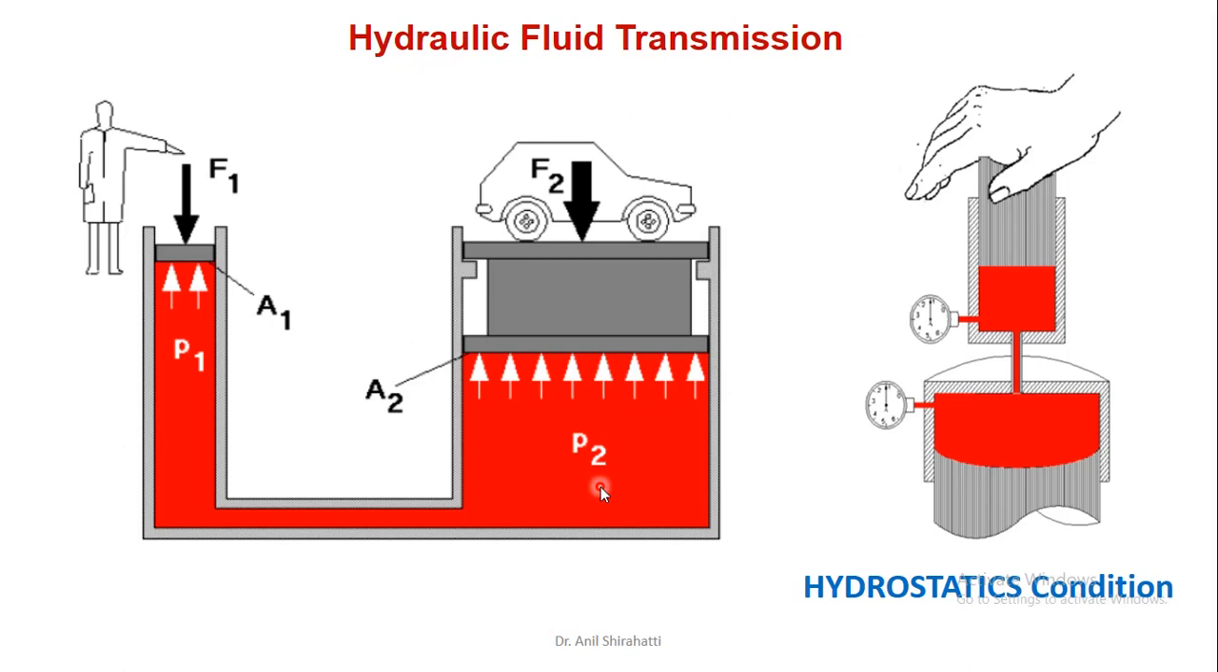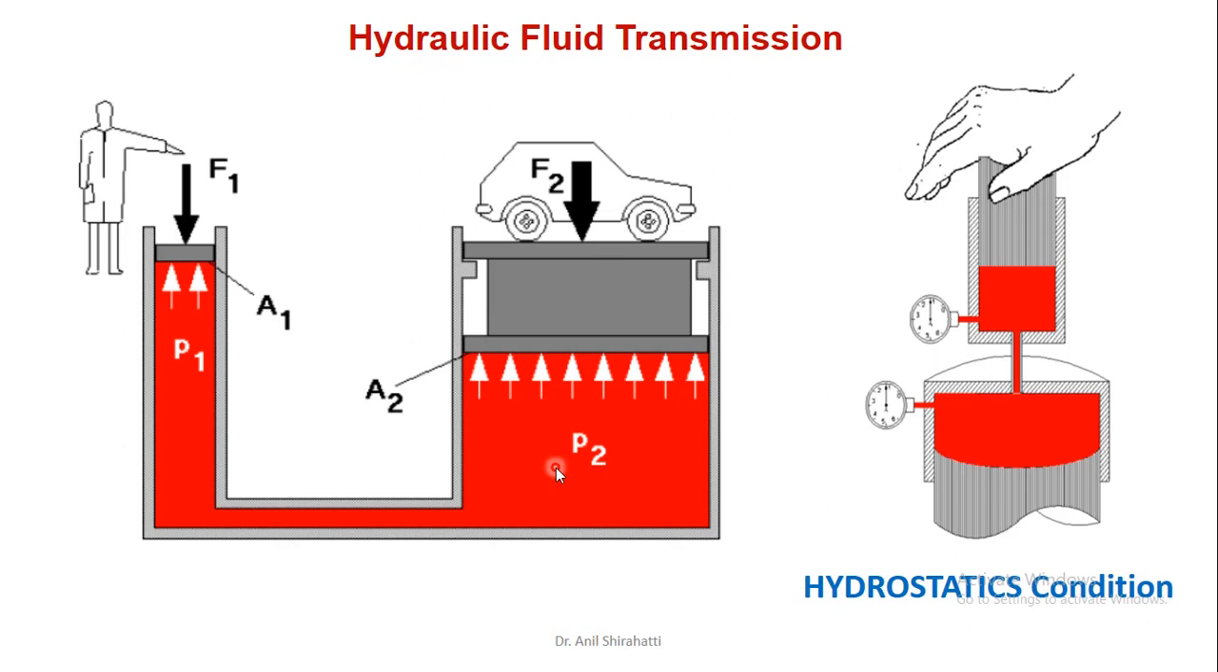So this is a simple example of a hydraulic system. You can see in this system I am applying a small pressure, or indirectly a force, so that I can lift the complete car here. This can be easily understood by the hydrostatic condition. Whatever pressure I am applying and it is coming here, the pressure should be the same. Only the contact area changes.